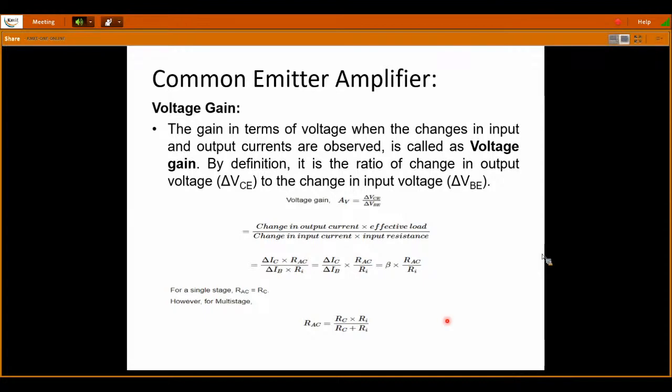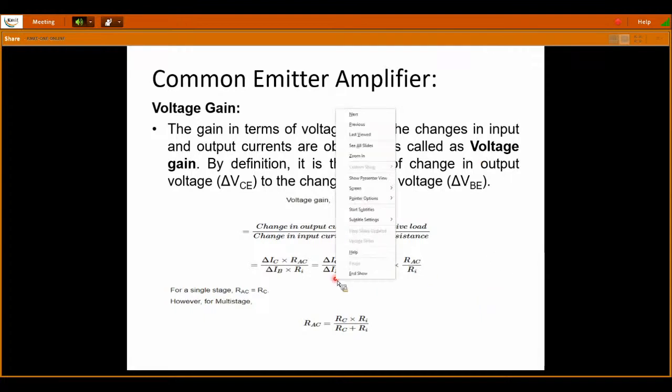In the next class, I'll wind up with the H parameters, the session of your revision, as well as we are going to learn about your common emitter single stage amplifier and multi stage amplifier. So tomorrow we'll wind up your unit 2. Okay, thank you, Nana. So today's session, let us stop here.